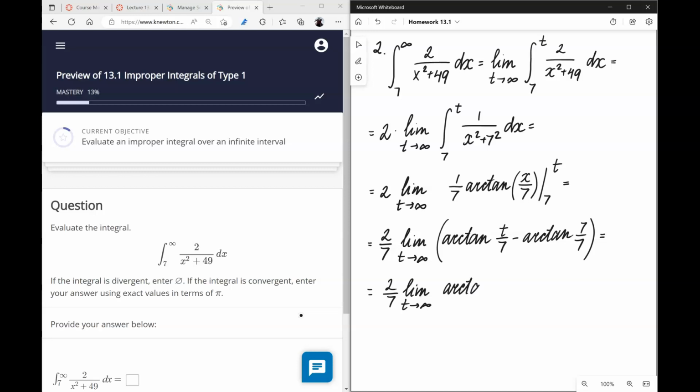But I think the main problem here is to find the limit of arctan of t over 7. And here we have t approaching infinity, and we know that arctan of infinity is actually pi over 2. So this limit is pi over 2 minus pi over 4. So looks like it's just pi over 14.